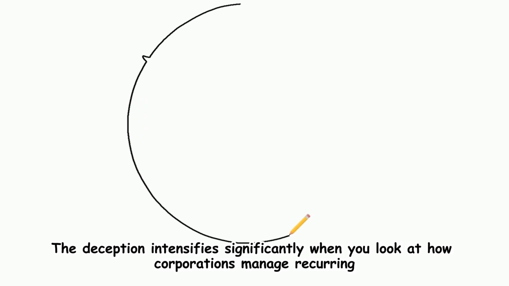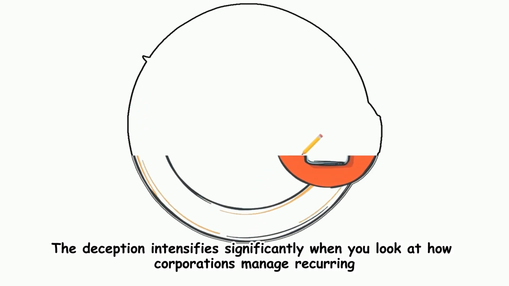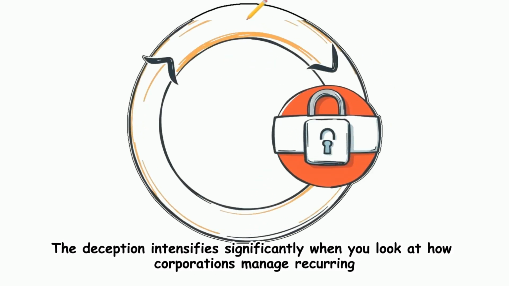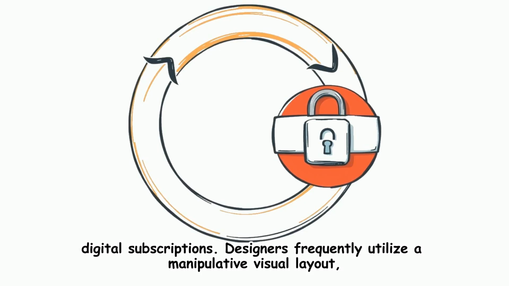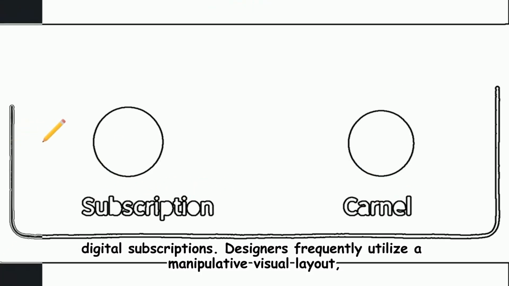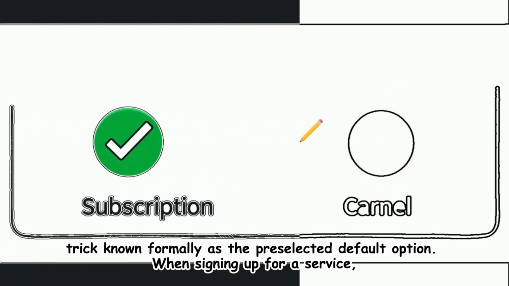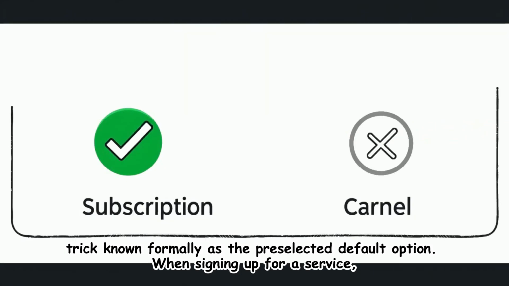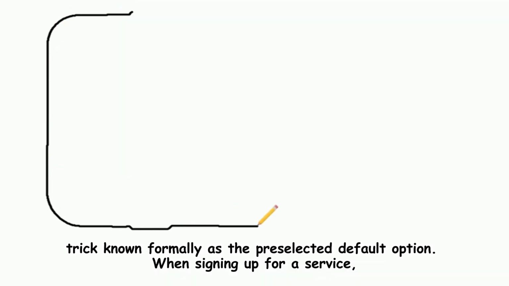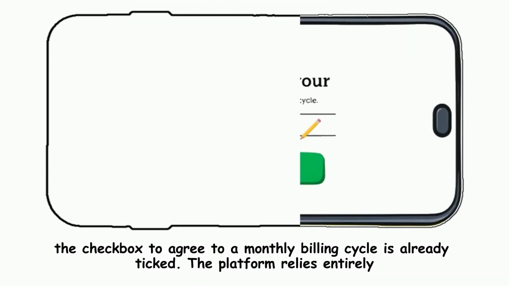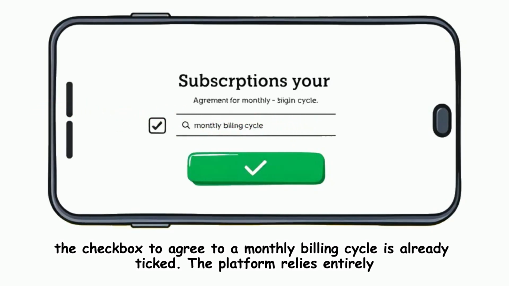The deception intensifies significantly when you look at how corporations manage recurring digital subscriptions. Designers frequently utilize a manipulative visual layout trick known formally as the pre-selected default option. When signing up for a service, the checkbox to agree to a monthly billing cycle is already ticked.